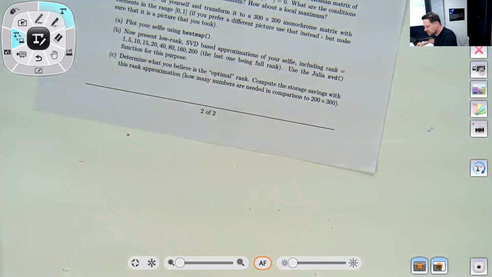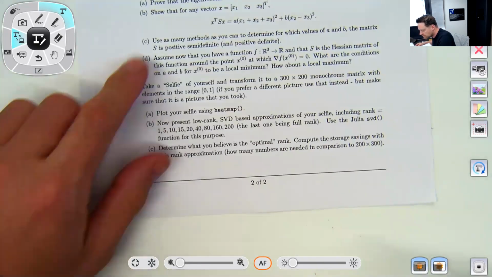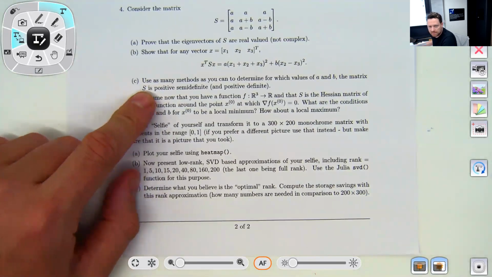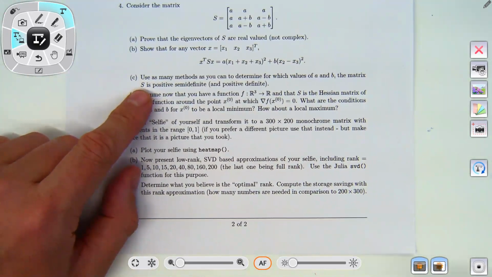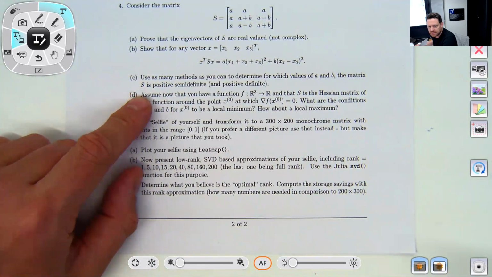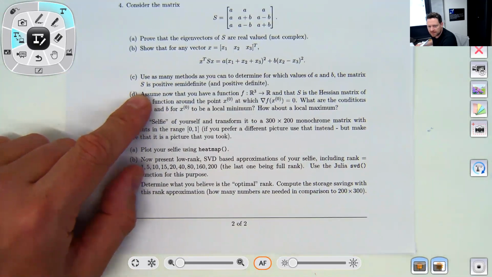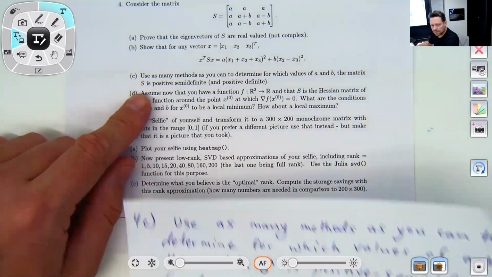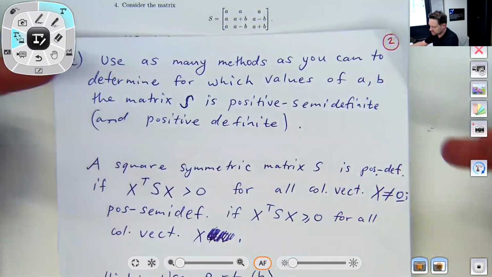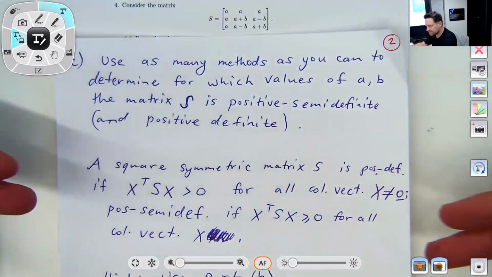Now the next part of question 4 says, use as many methods as you can to determine for which values of A and B the matrix S is positive semi-definite, and positive definite, because those have different definitions. So what I want to do for you here is give you the definitions.